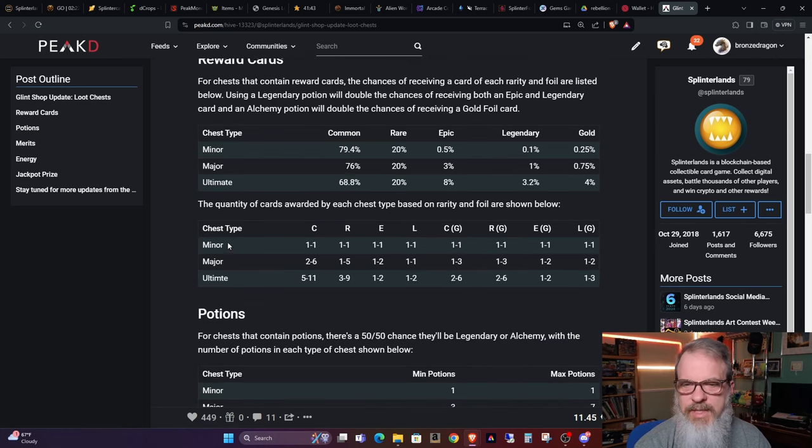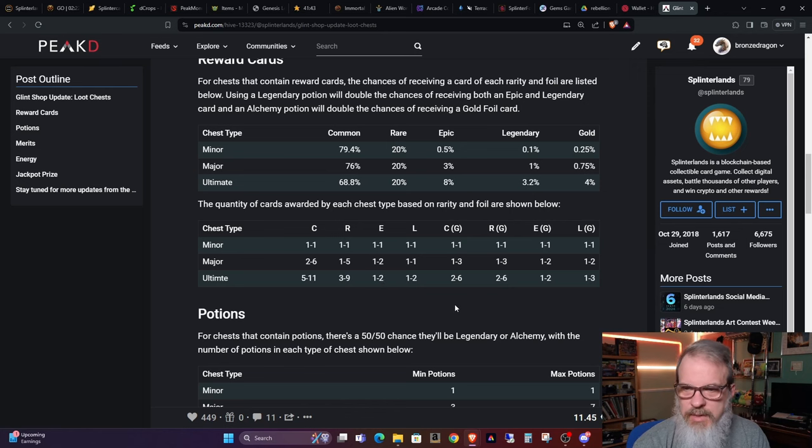Also, they break down the numbers as far as the quantity of cards you can expect. I'm not going to read through this all, you can check it out if you want to, but in the minor, you can expect one card per chest, and it can be any of the rarities. Obviously, a very low percentage chance of getting legendary, epic, or gold. All the way up to the ultimate, where you can expect, if you draw commons, it'll be between 5 and 11. If you draw rares, it'll be between 3 and 9, and epic and legendaries between 1 and 2.